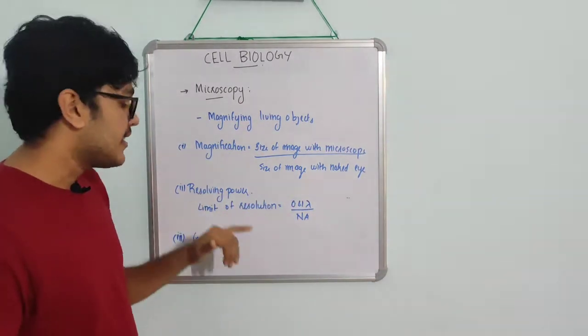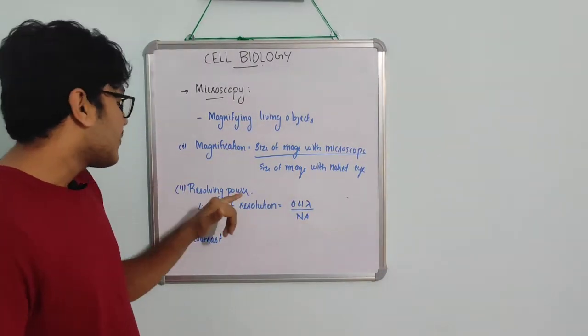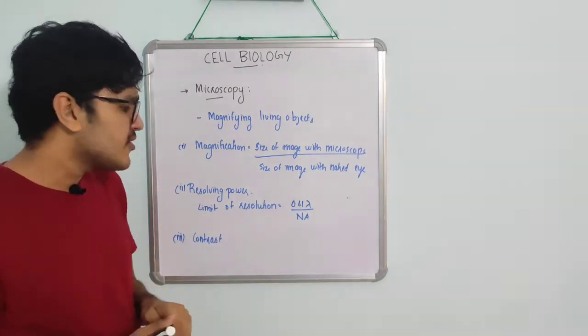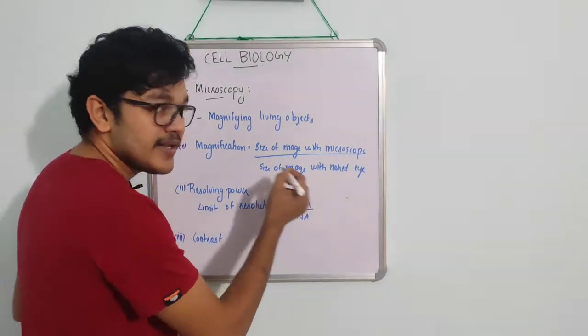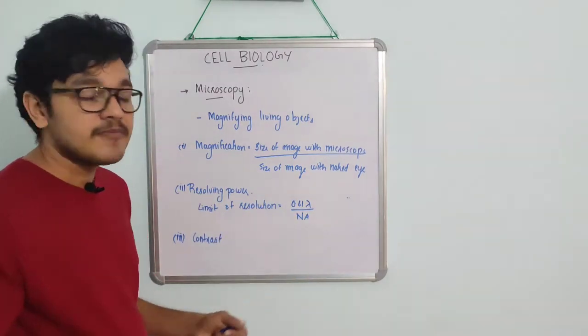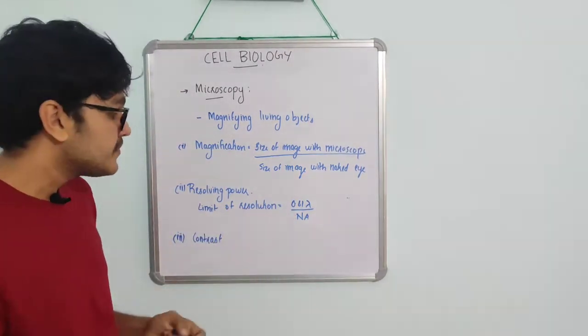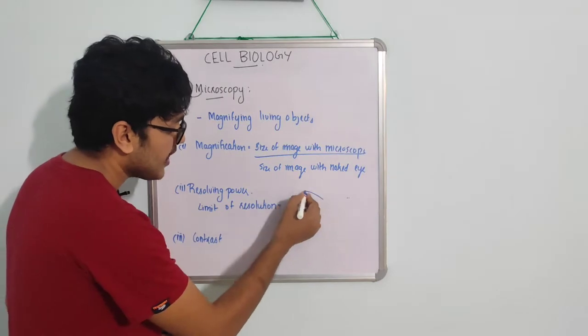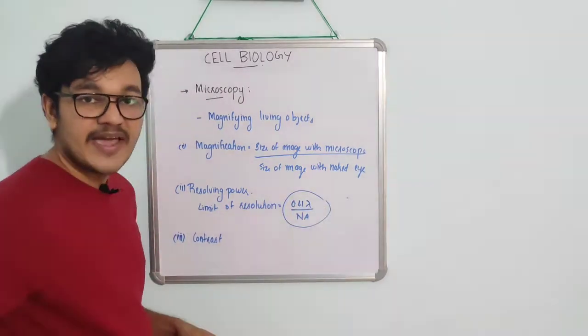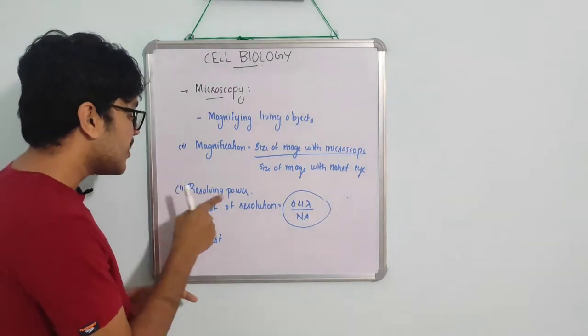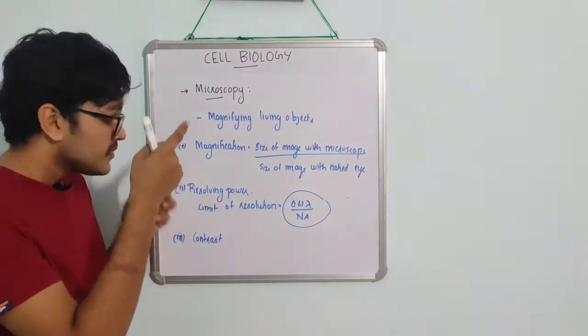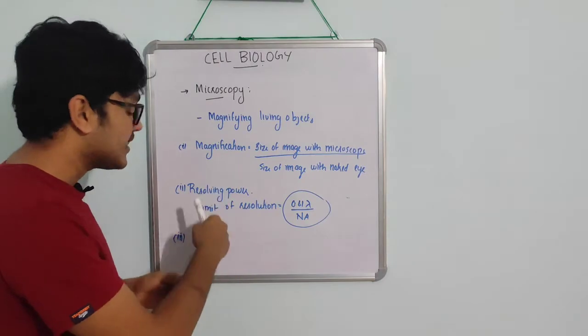Now another term related to resolving power is the limit of resolution. Limit of resolution means the minimum distance between these 2 points at which they can be perceived as 2 separate points, and the equation for it is 0.61 lambda by NA, where lambda is the wavelength of light and NA is the numerical aperture. Now the relation between limit of resolution and resolving power is that when the limit of resolution decreases, resolving power increases.